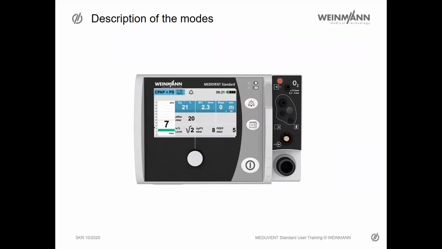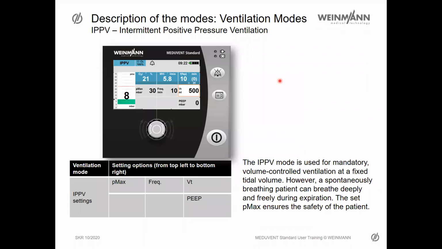Which modes can you use for the MEDUVENT Standard? We have the IPPV, the emergency mode, intermittent positive pressure ventilation, which is mandatory volume-controlled ventilation. We have a fixed volume and a fixed frequency. You can set a PEEP, and the I:E ratio is fixed at 1 to 1.7.